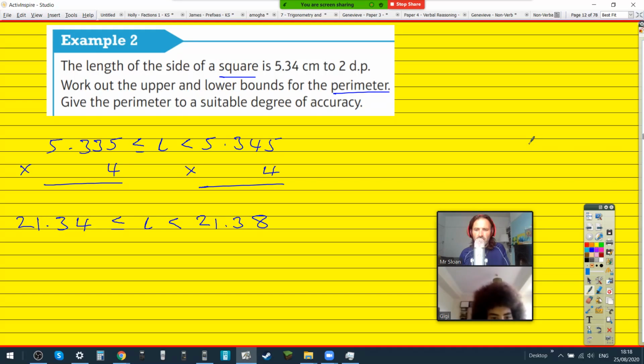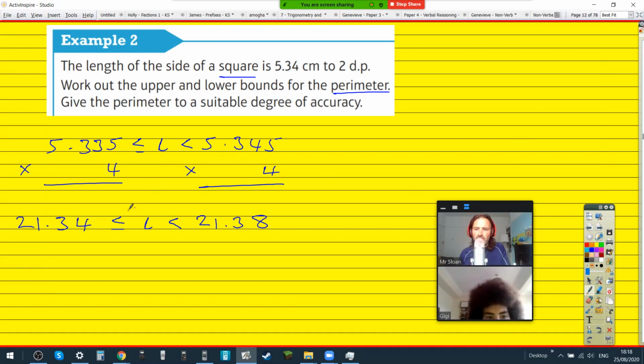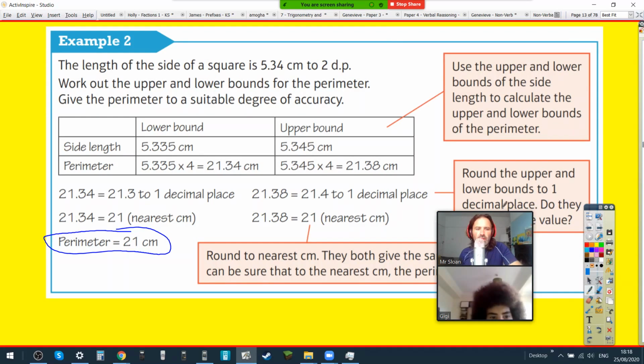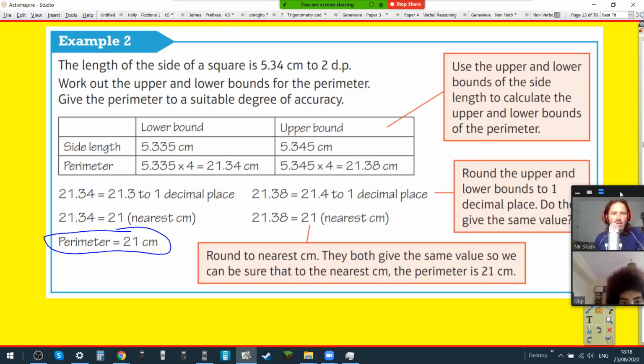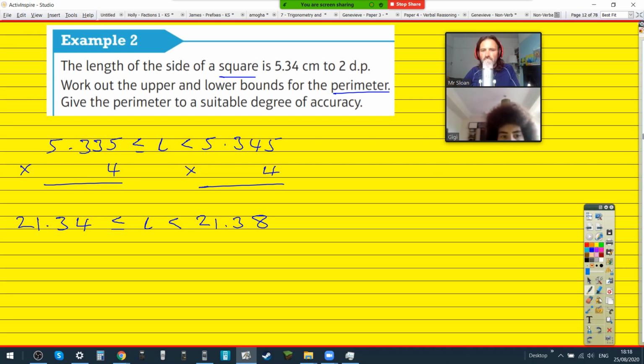All right, I think that's all right. Is it? Ah, so they settled on 21 because that's what they both give. Let's see. 21.34 would round to 21.3, and 21.38 would round to 21.4, but they both round to 21. Let me just see what the thinking was here. Round the upper and lower bounds to the nearest centimeter. They both give the same value, so we can be sure that the perimeter is 21 to the nearest centimeter.